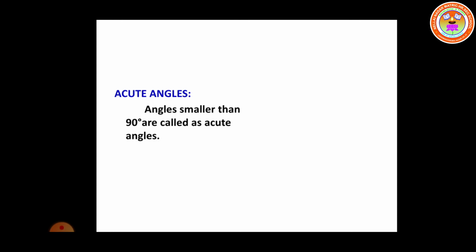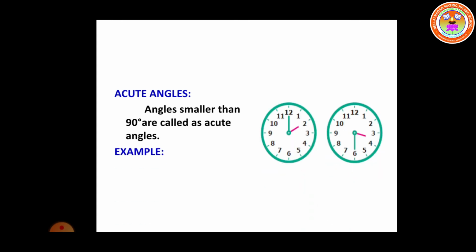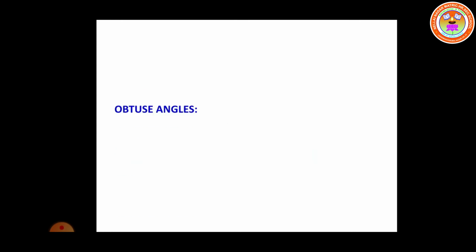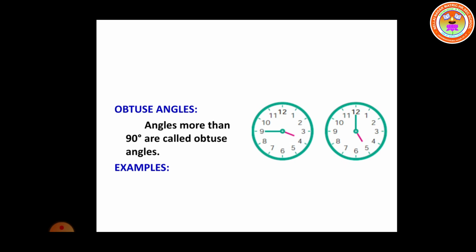Acute angles. Angles smaller than 90° are called acute angles. For example, see the diagram. The angle between the two rays is less than 90°. Therefore, these angles are acute angles. Next one, obtuse angles. Angles more than 90° are called obtuse angles. For example, see the given diagram. The angle between the two rays is more than 90°. Therefore, it is an obtuse angle. Let us move to the next one.